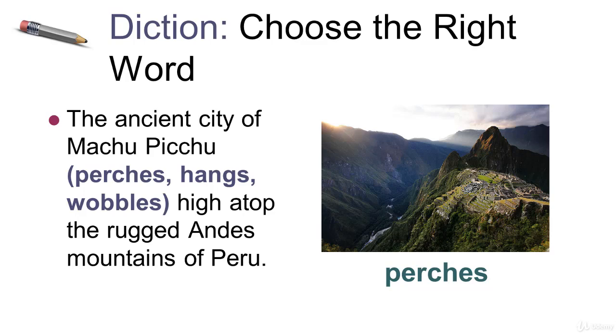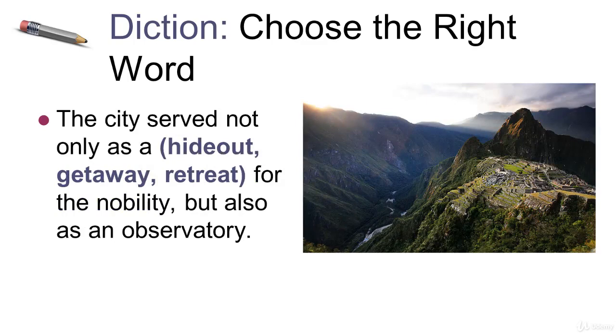The city served not only as a hideout, getaway, retreat for the nobility, but also as an observatory. So again, which is the best word out of these three to complete the meaning of this sentence? Hopefully you said retreat, which is very casual and sounds like a vacation. Hideout suggests criminal activity, but retreat is something wealthy people do, right? Go on retreats to glamorous locations or whatever. So you do want the word retreat and what it suggests in this particular sentence.